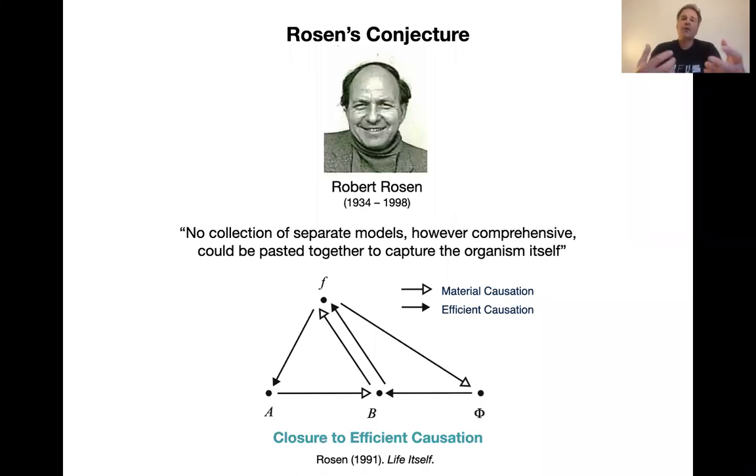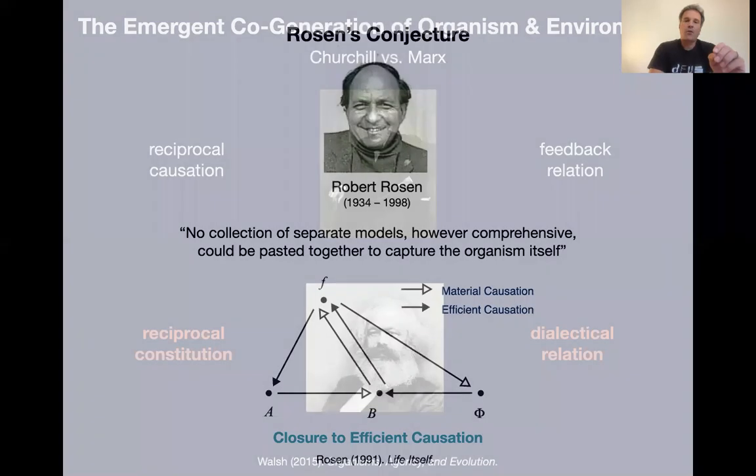And of course, the reason why we can't use dynamic mechanistic explanation for organisms is rooted in this result from Robert Rosen's work, and in his book, Life Itself. He has this conjecture where he says, no collection of separate models, however comprehensive, could be pasted together to capture the organism itself. And the reason is this peculiar structure that organisms have.